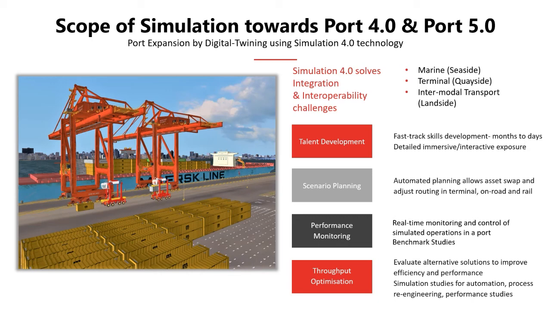So your automated planning allows you for asset swapping, rerouting equipment from terminal to berths, and berths from different terminals to different terminals, and then also amongst berths, right? And then adjusting your routing within the terminal, using road and rail to make it much more efficient and more effective. And I think everybody sees the benefit from what you just saw now is your performance monitoring.